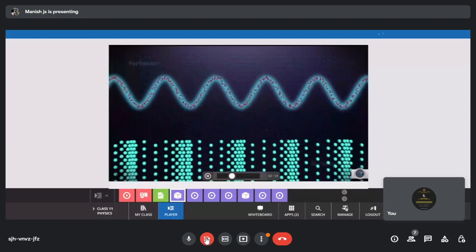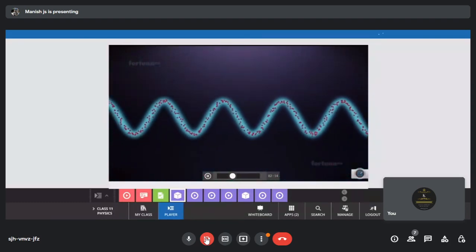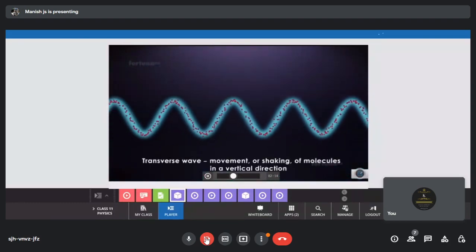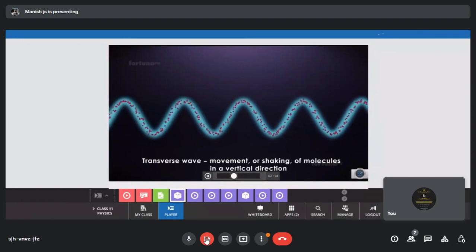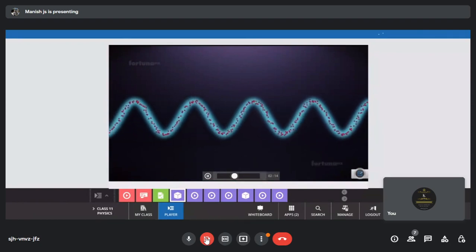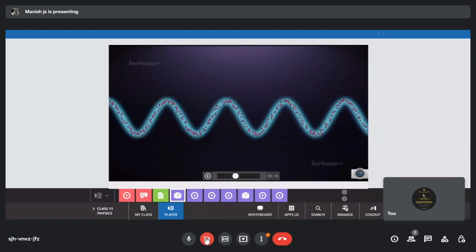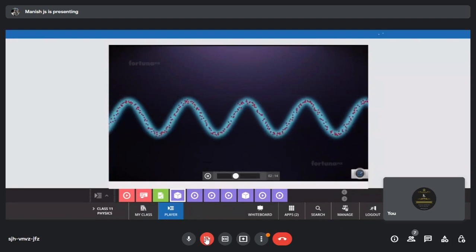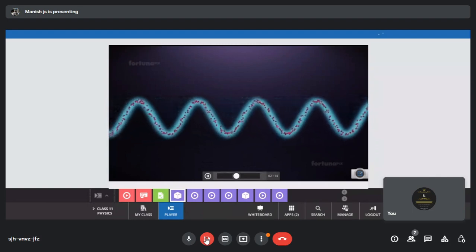Let's look at a transverse wave in this session. A transverse wave is the movement or shaking of molecules in a vertical direction, meaning they are moving up and down. So in a transverse wave, how are the particles moving? They are moving in the vertical direction. So the motion is in the vertical plane, not in the horizontal plane. So that is one important property: perpendicular to the movement of the wave.